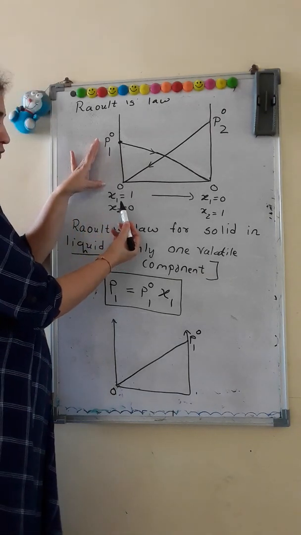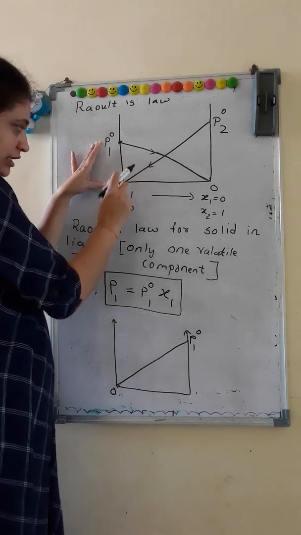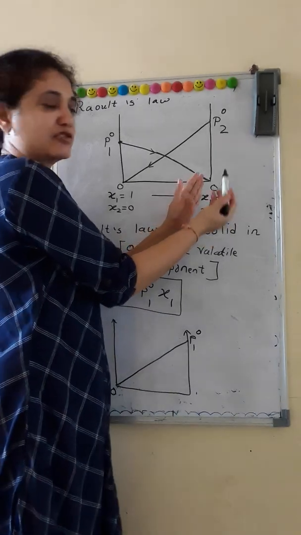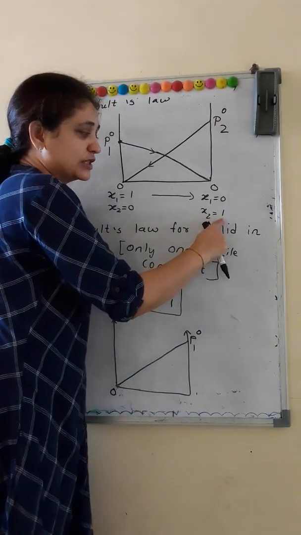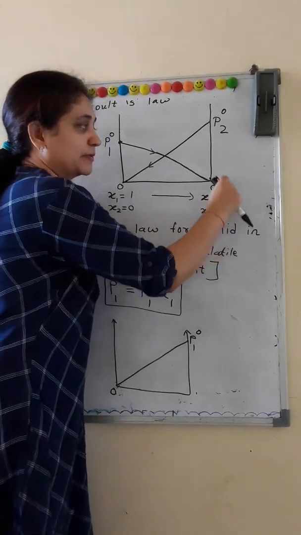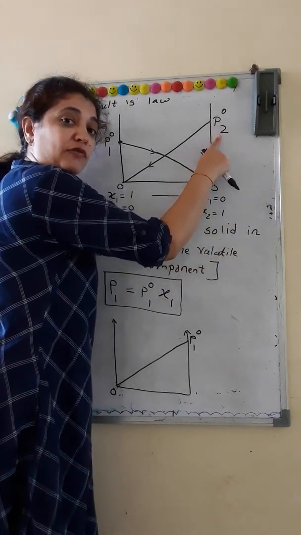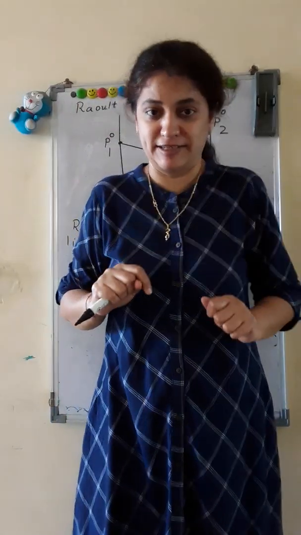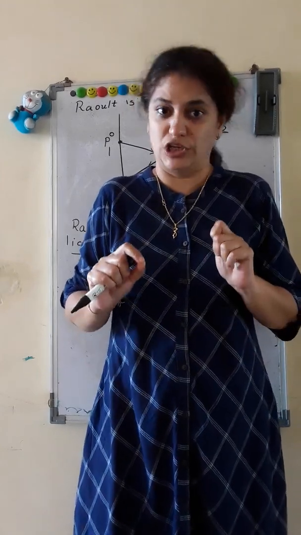When chi2 is 0, the chi2 is plotted here on this y-axis. There is another y-axis on which we have plotted for liquid 2. Where chi2 is 1, the maximum vapor pressure obtained is P02. So this is the vapor pressure of pure liquid 2. Now what happens when both the liquids are mixed? When both the liquids are mixed, we get a solution.